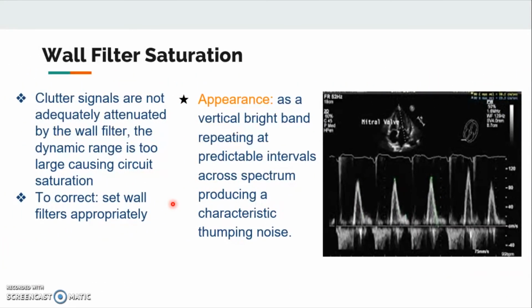Wall filter saturation. Wall filter saturation is clutter signals that are not adequately attenuated by the wall filter. The dynamic range is too large, causing circuit saturation. It appears as a vertical bright band repeating at predictable intervals across the spectrum, producing a characteristic thumping noise. To correct it, we need to set wall filters appropriately.